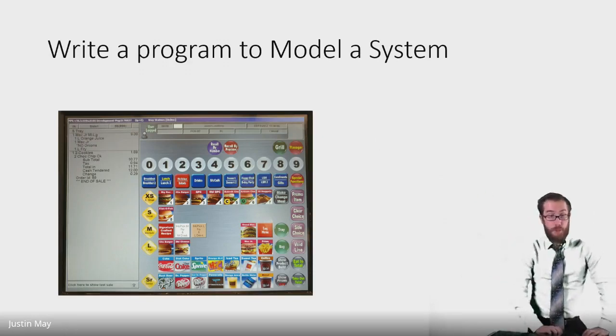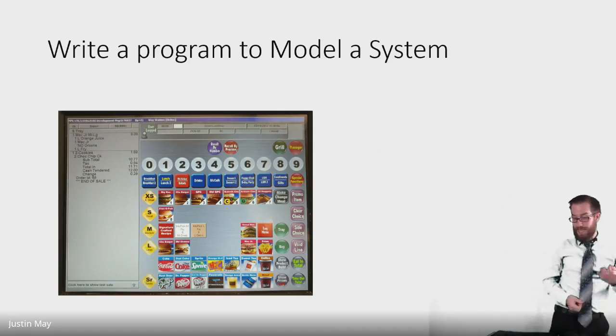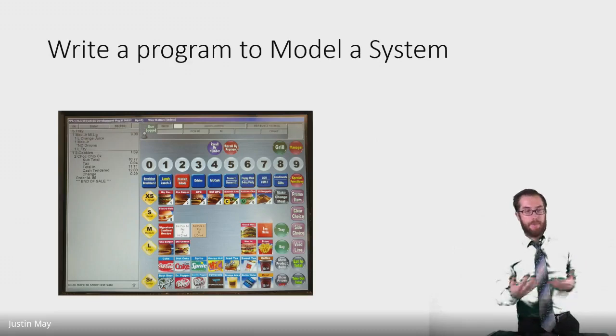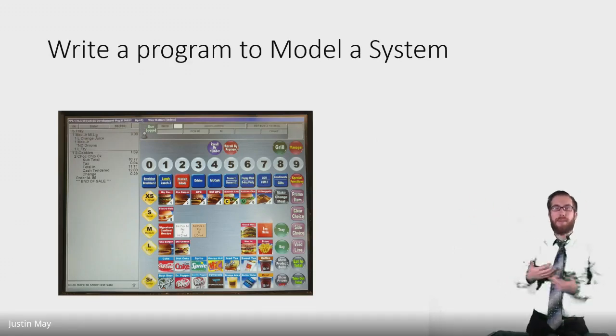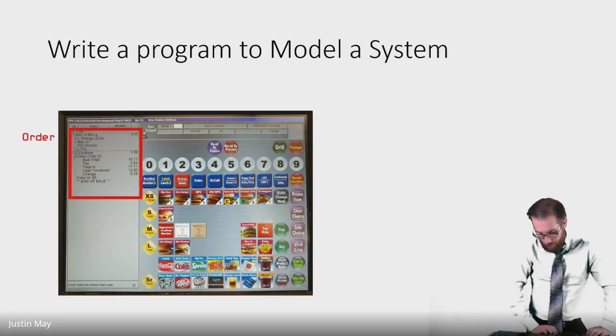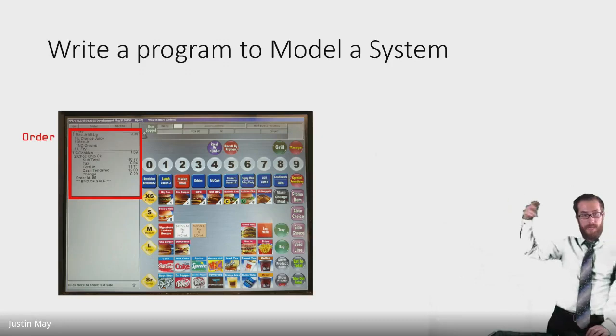So what you would do is you would break this program down into pieces, and those pieces are objects. So you think of what kind of things are here and how do they interact with each other. So we've got an order. So one of the objects we might have in this system is an order.